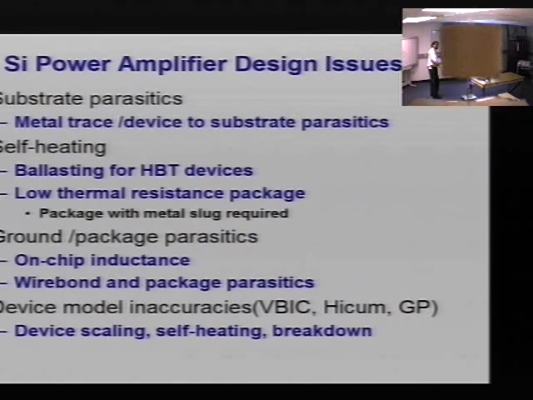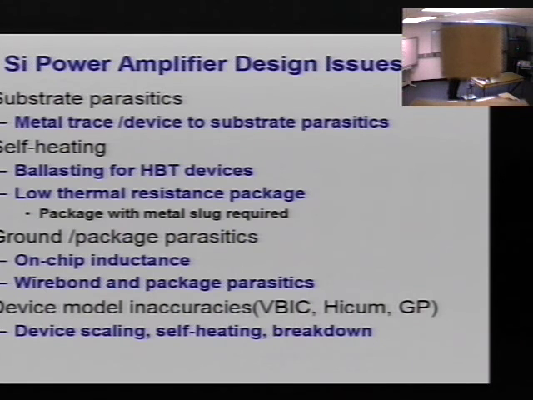What happens is that you have large devices, and they don't behave like a small device, and therefore you have issues with scaling, and then these things heat up just by themselves, and that's an issue. And then there's breakdown phenomena that has to be modeled. So it's really a very challenging area, I guess.